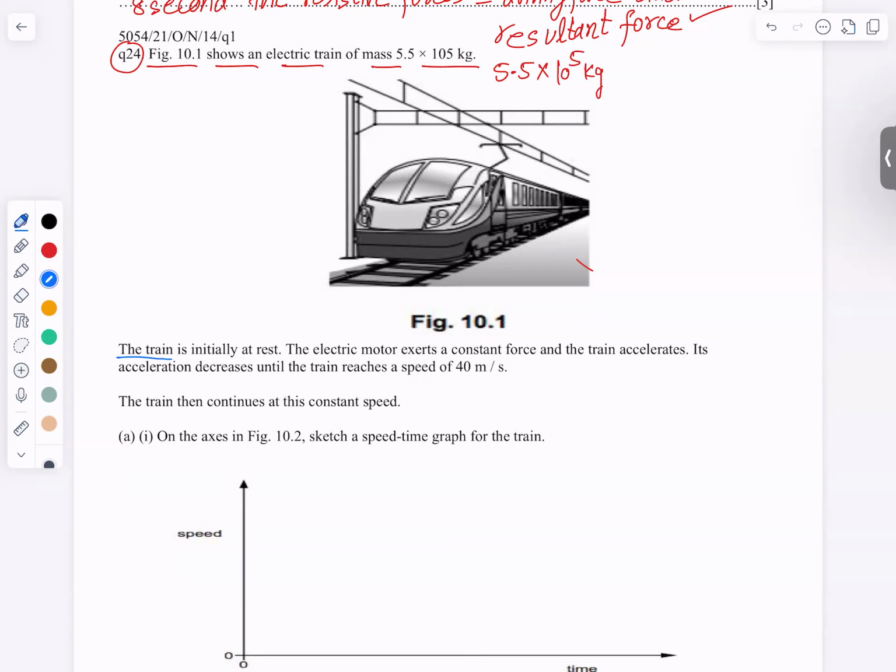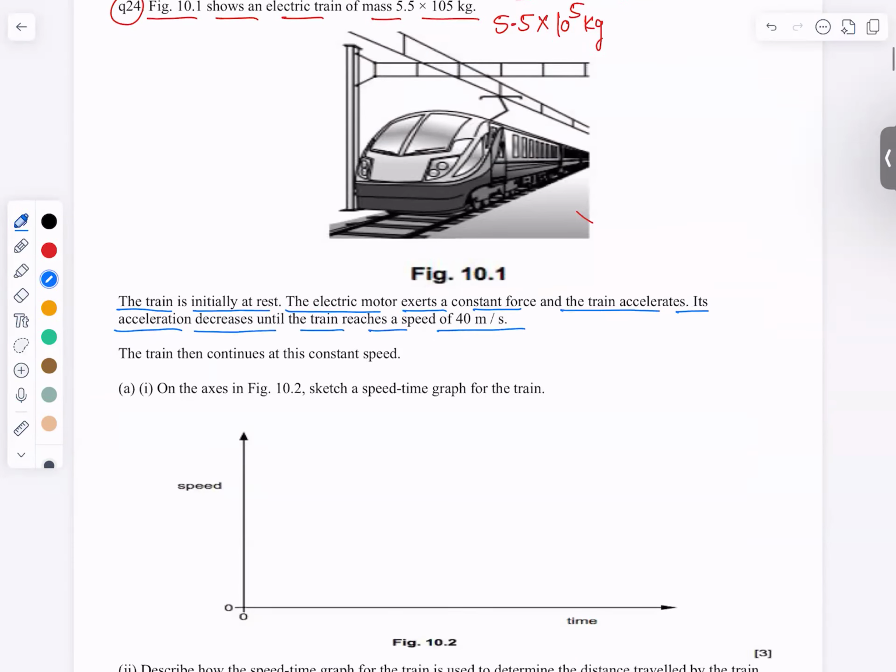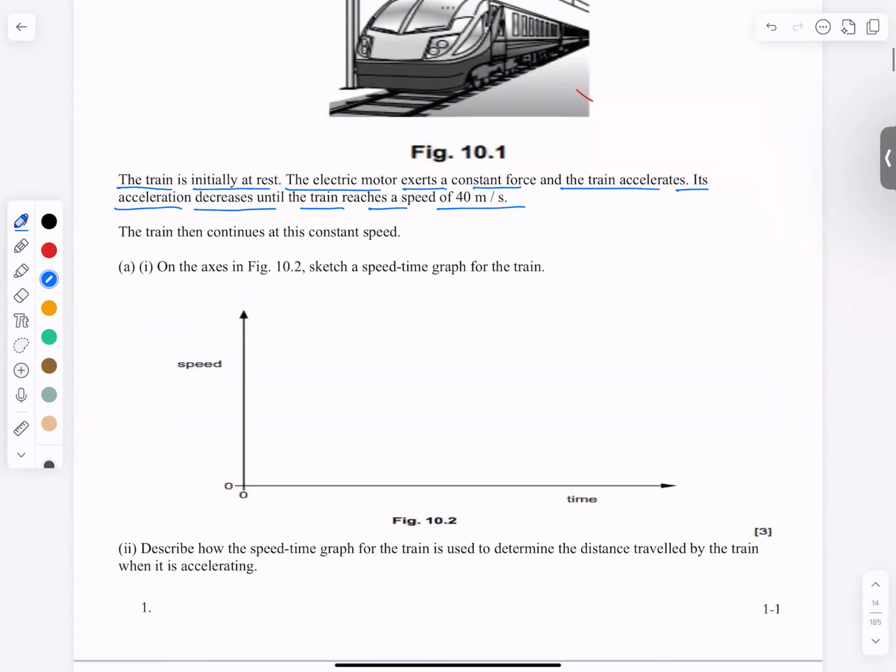The train is initially at rest. The electric motor exerts a constant force and the train accelerates. Its acceleration decreases until the train reaches a speed of 40 meters per second. The train then continues at this constant speed. On the axis in figure 10.2, sketch a speed time graph for the train. They want us to sketch a speed time graph for the train.